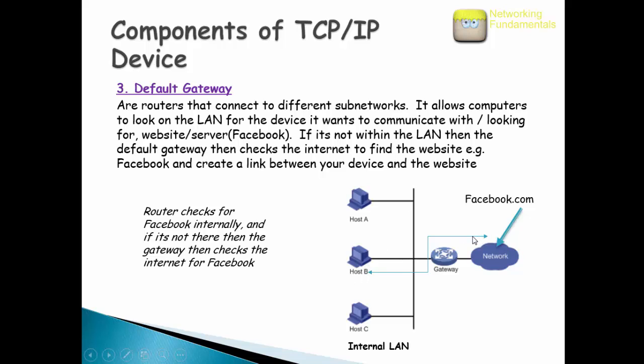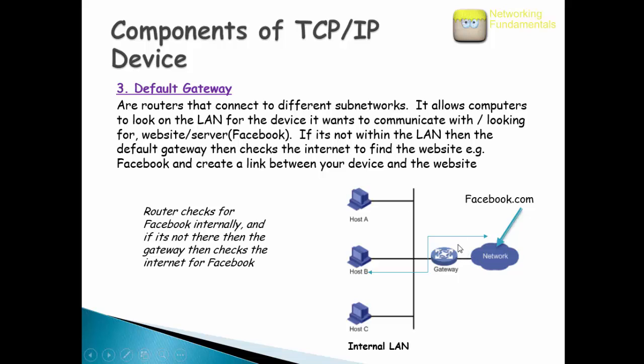So it types in www.facebook.com and presses enter. So it sends it out there into the network. So the gateway has intelligence to look inside and say this request is not inside my internal network. So I'm going to send it out to the internet to find facebook.com and reply with a response.